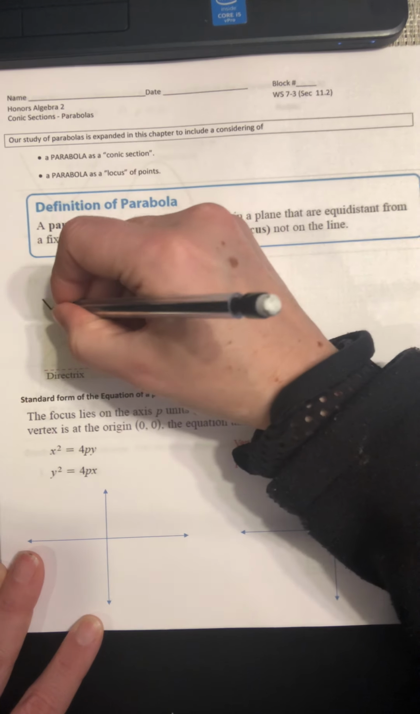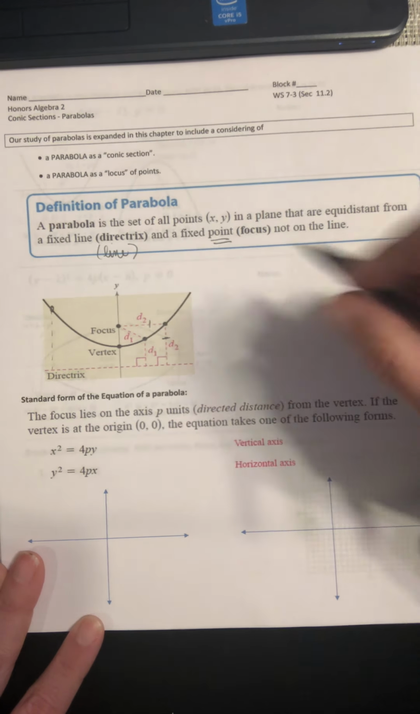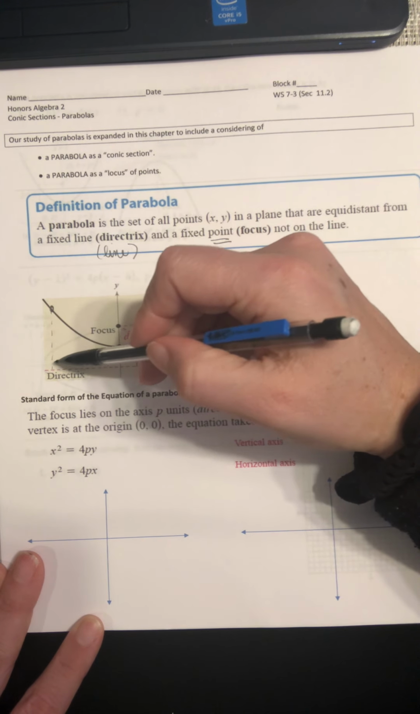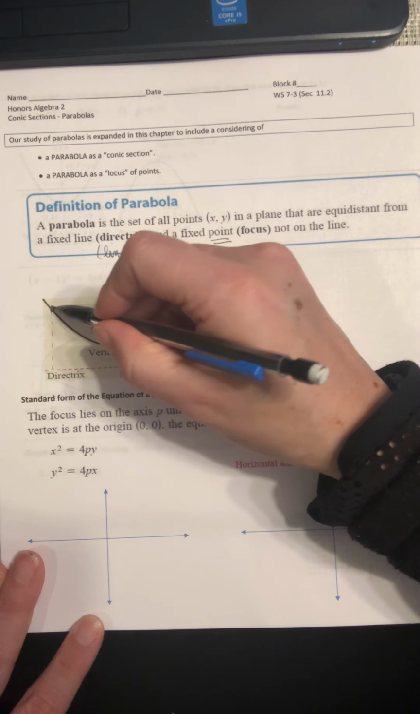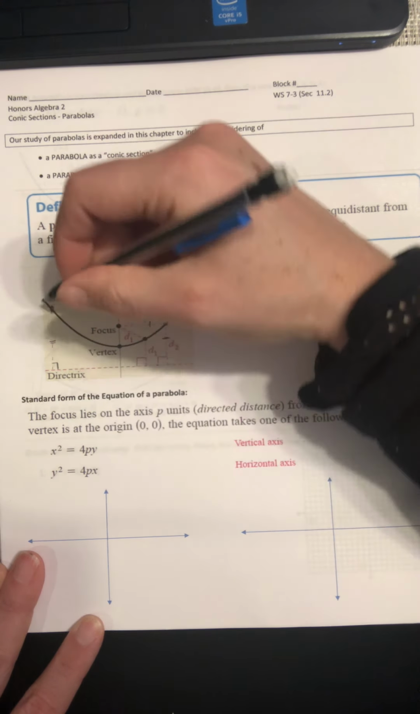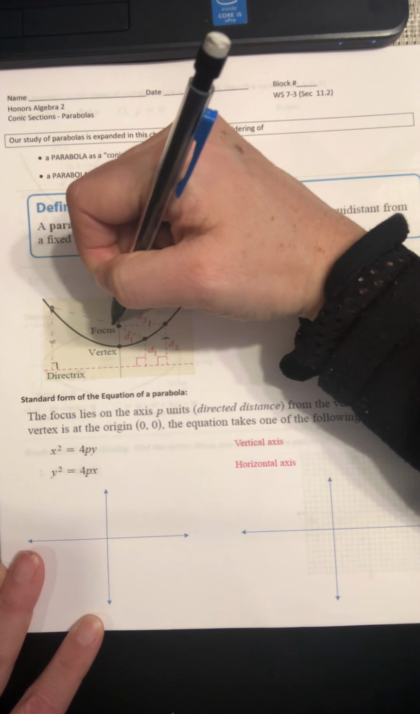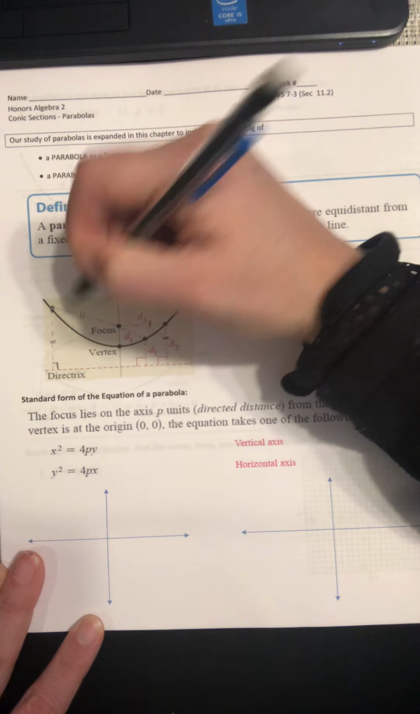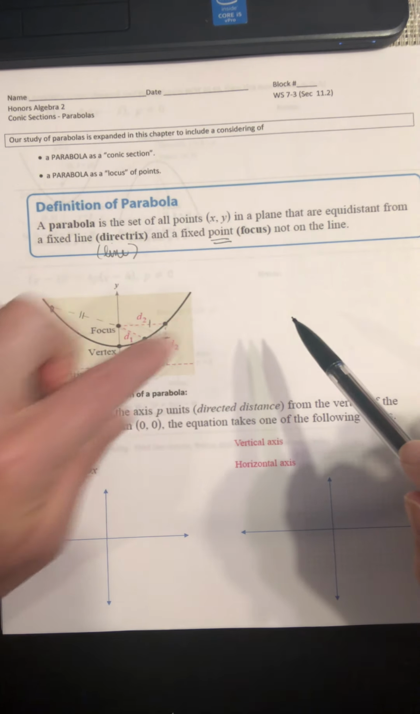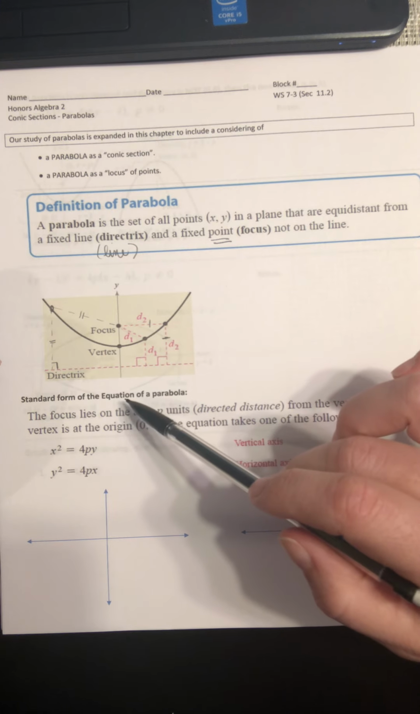So if I choose another point, let's say over here, this perpendicular always, because if you remember in geometry, from a point to a line, you always measure perpendicularly. This distance will be equal to the straight distance to the focus. So every point is equally distant to the focus and to the directrix.